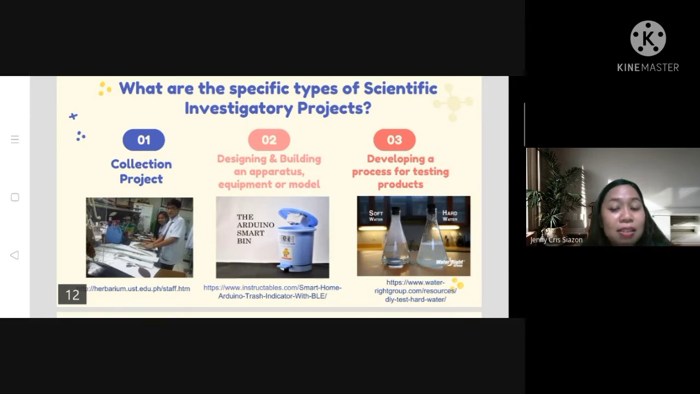testing materials. For example, you're going to test the water hardness, no, among the liquids, no, that you have gathered, no. Itetest mo ngayon kung meron ba silang mga calcium, may magnesium. Okay? So kung mataas yung level, no, ng kanilang mga ions. Okay? So dun pa lang nagde-develop ka na, 'di ba? Ng mga testing processes. Next.